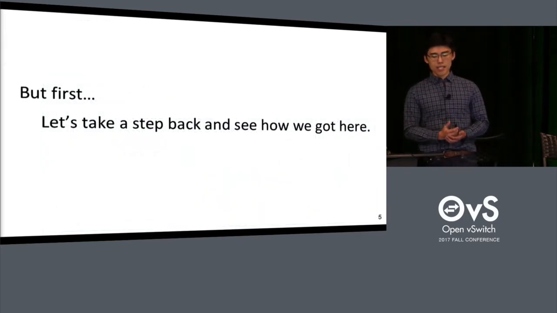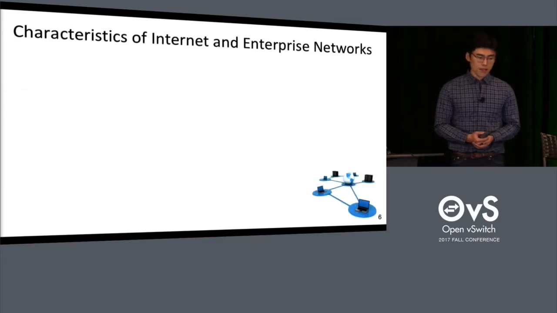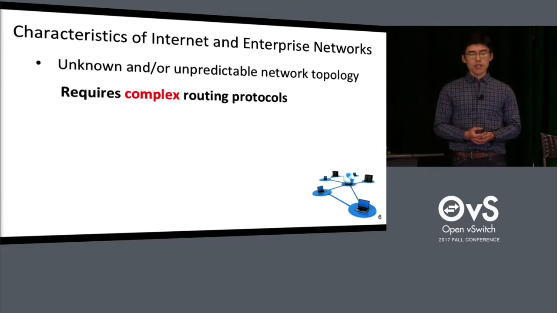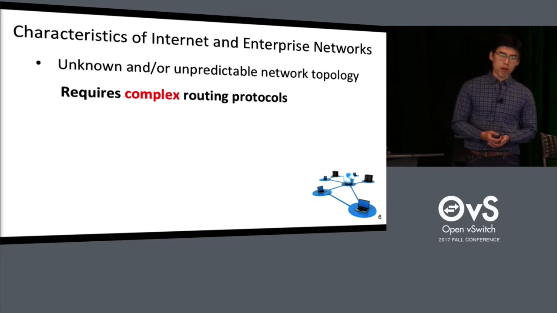But first, let's take a step back and see how the data center switch design evolved. So let's think about the characteristics of an internet and an enterprise network. First of all, it has an unknown and/or unpredictable network topology. Because the internet is mostly unknown, the protocols need to be very complex to actually learn the topology and adapt to different changes that happen in the topology.